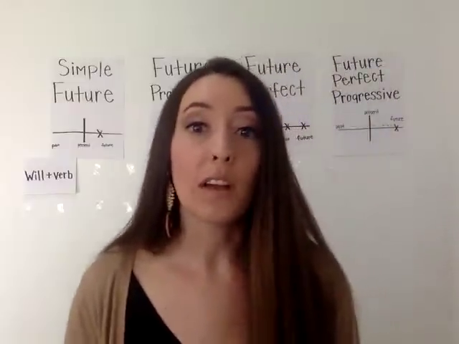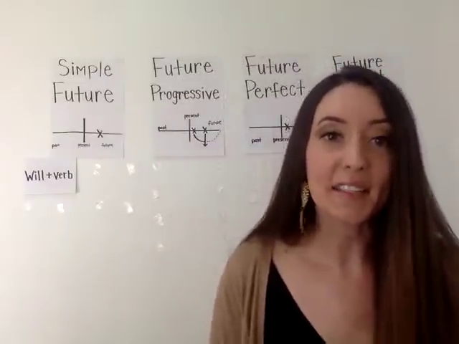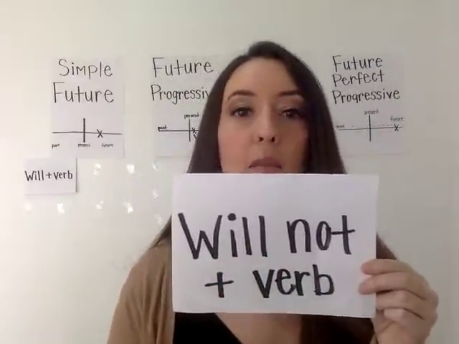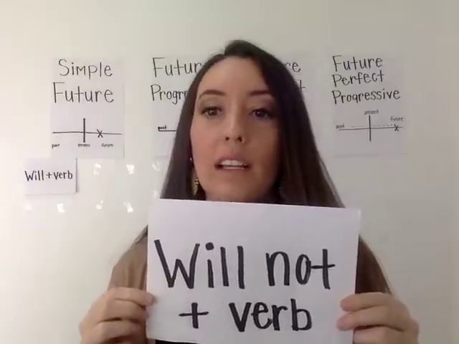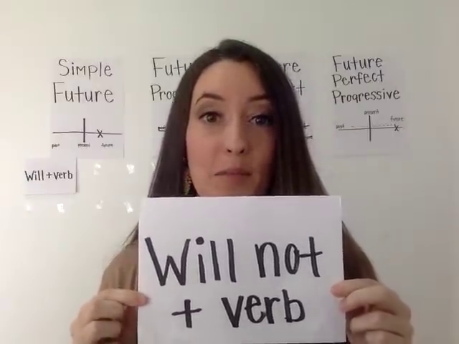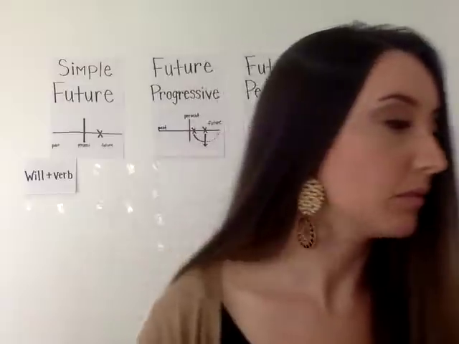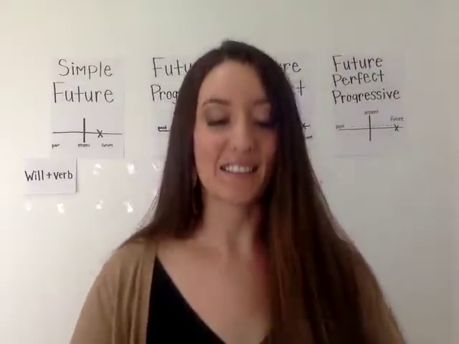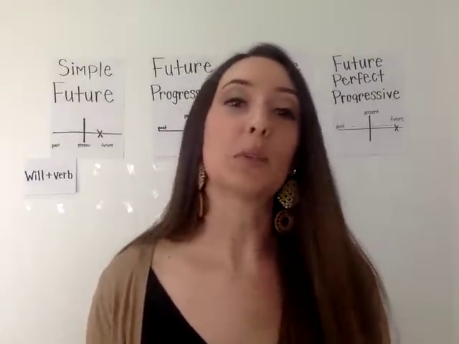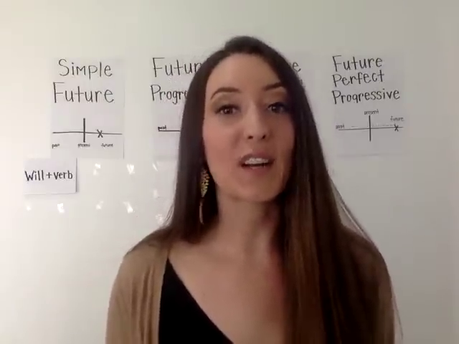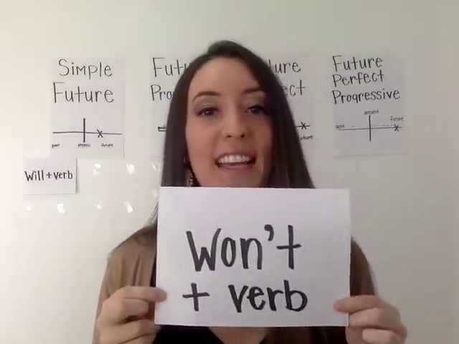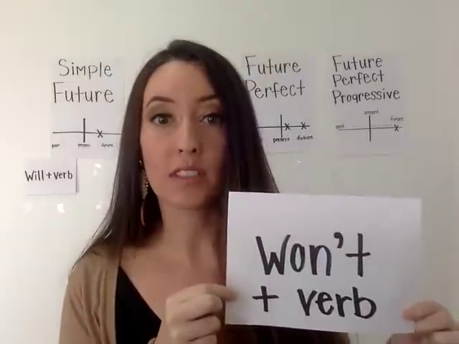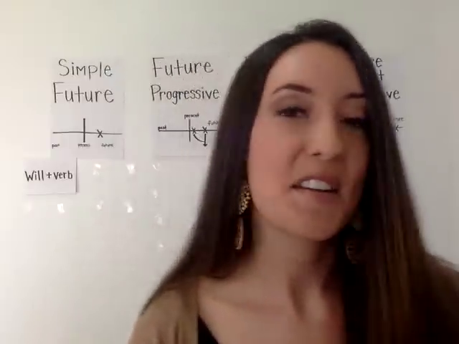The way we make will negative is we just add the word not. Will not plus the verb. Will not plus the verb. For example, also a contraction with will not. Very often, you will hear native speakers, instead of saying will not, they're going to say won't. So will not becomes won't. All right.